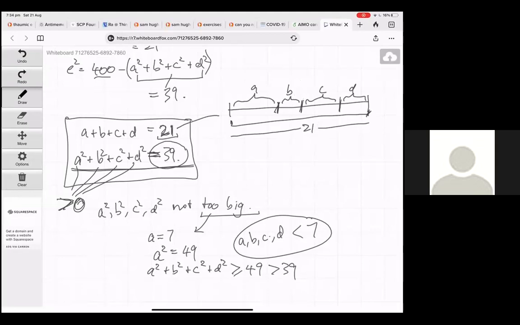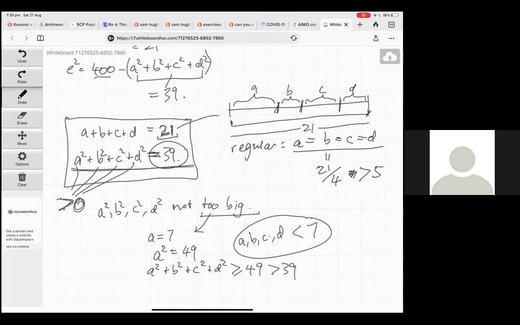So just based off that idea, let's see what the most regular case is. The most regular case would be if A equals B equals C equals D. And if that was the case, then each of these would have to be equal to 21 on 4, because there's 4 of these numbers added up to give 21. Well, 21 on 4 is greater than 5, isn't it? So in the regular case, they're all greater than 5.